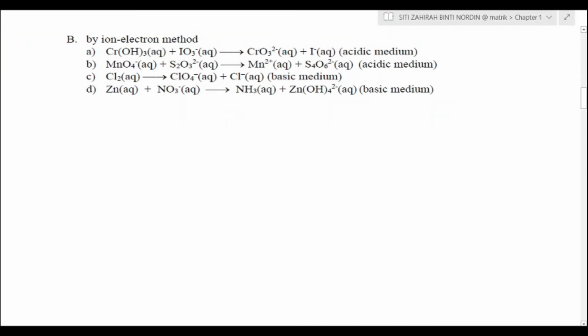So class, you've learned how to do the ion electron method when you are given 3 reactants and 3 products in the previous example. So now I want to discuss C in your tutorial question, because question C involves 1 reactant only but 2 products. Okay, so how are you going to do it? Remember class, the question stated that the final equation should be in basic medium, so you must contain hydroxide ion in your final equation.